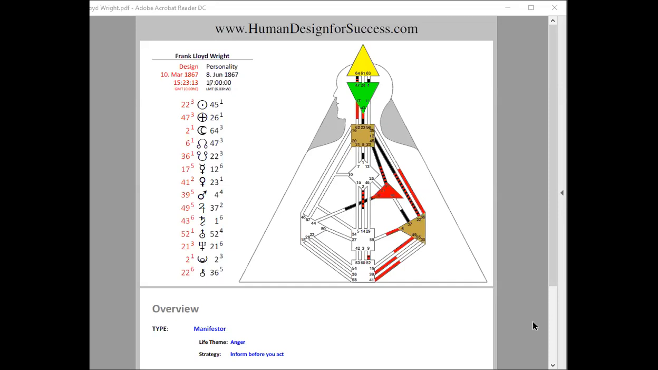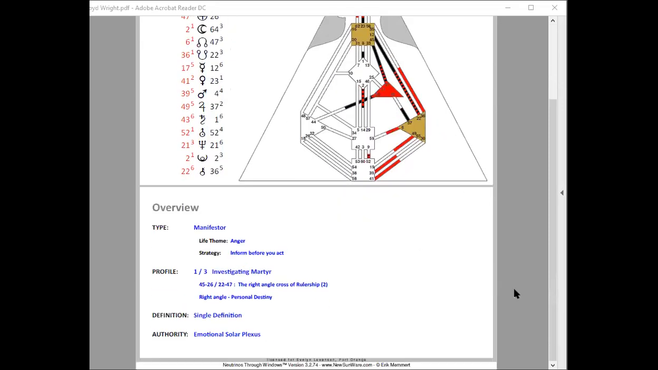Now, he passed away in 1959 at the age of 92 after more than 70 years of active creative contribution to the world. He was also very opinionated, not easy to get along with in business, and had some tempestuous personal relationships. So let's see what his chart can tell us about this remarkable man. I'll scroll down so you can see the information at the bottom of the chart here. He was a manifestor. And he was a 1-3 profile, single definition, and emotional authority.